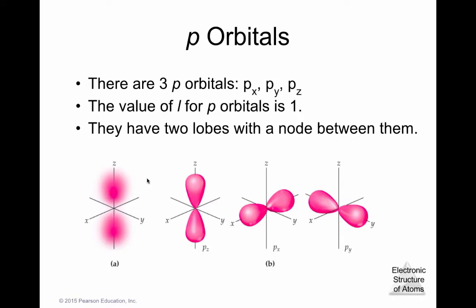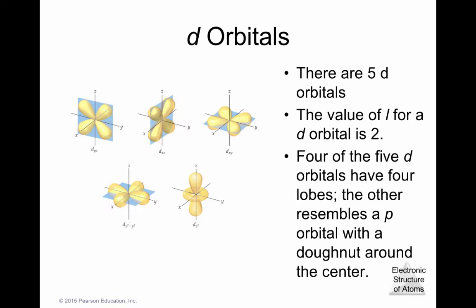The L value for p is going to be 1. You might want to write that down. I'm not sure that that is clearly in your notes. Basically what happens is that we have these 2 lobes that represent the parts of the dumbbell with the space in the center. That is the node for the p orbital, and no electrons are going to exist right there.